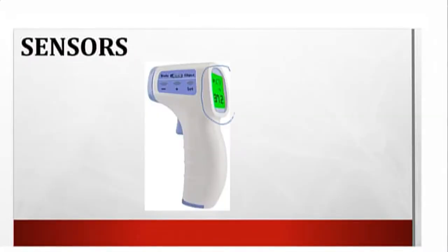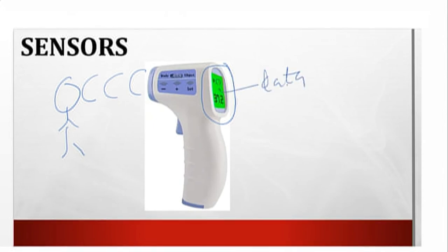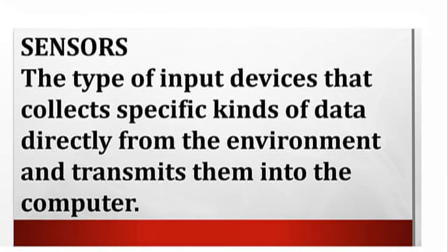As you can see on the screen here, the green portion of this sensor is displaying the results. As it is shot, the signals are read from the front onto the forehead of the human being, and then the data that is captured is displayed on the screen by the device. So that's the sensor to collect specific data directly from the environment.